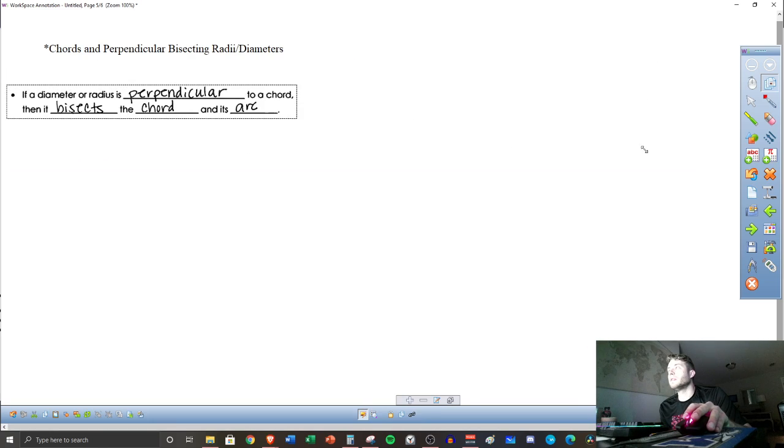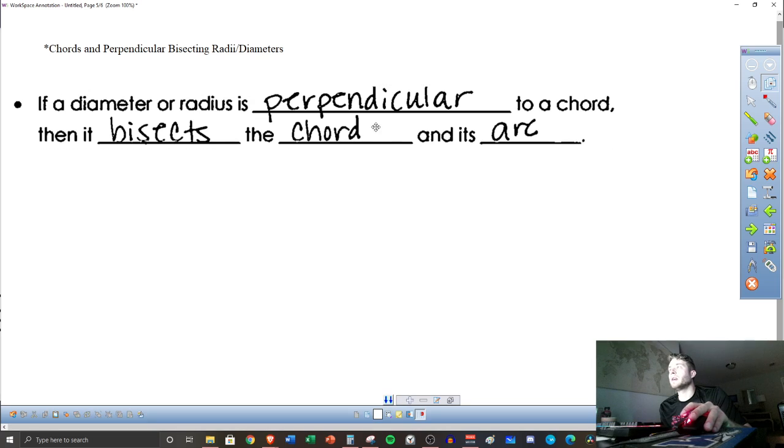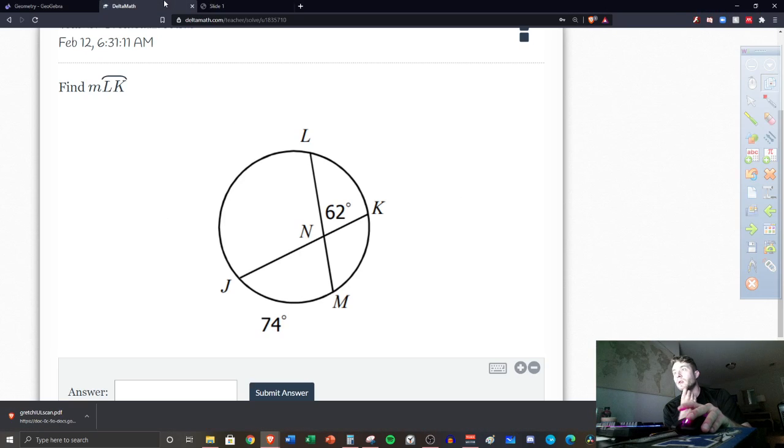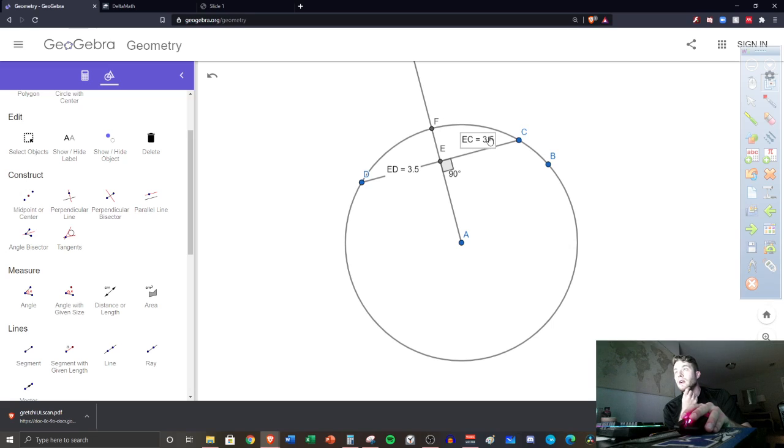If a diameter or radius is perpendicular to a chord, then it bisects the chord and its arc. So not only is it bisecting the chord, well, I'm going to pause and let you guys write that. All right, so not only is it bisecting the chord into two congruent parts, but it's also bisecting this arc, half and half. It's also splitting that measure in half.